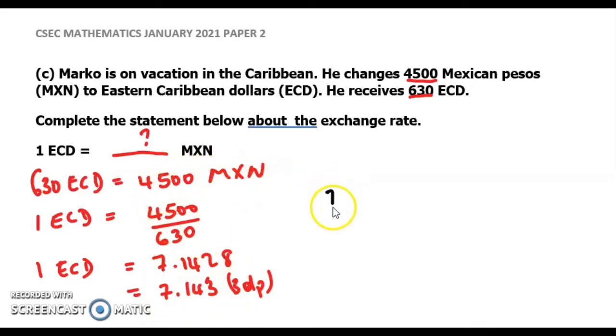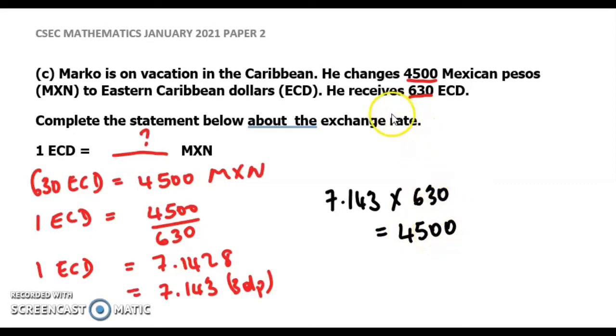So here we have 7.143 times 630, and you can just go ahead and double check on your calculator. Comment below if you got back the same answer for number 2C. Right, and you should get the 4,500. So this is our exchange rate question. You just have to read carefully and write down your information as you get what you know and what you don't know, and you can work on that from an algebraic perspective.